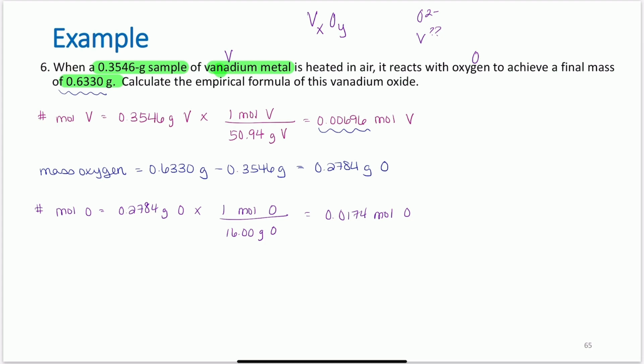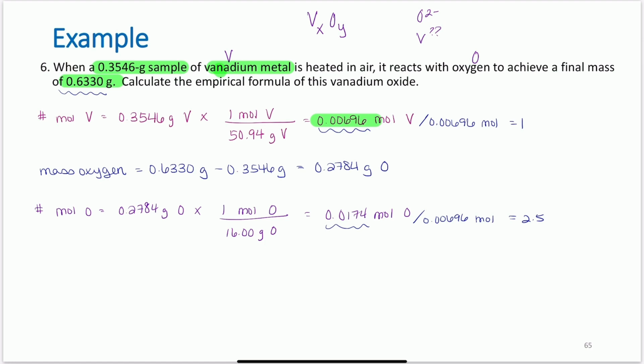So 0.00696 and 0.0174. This is clearly my smaller number, so I'm going to divide both numbers by this. I get 1 and I get 2.5. I need my lowest whole number. I promised you guys would not have to round at 2.5, and that is true.